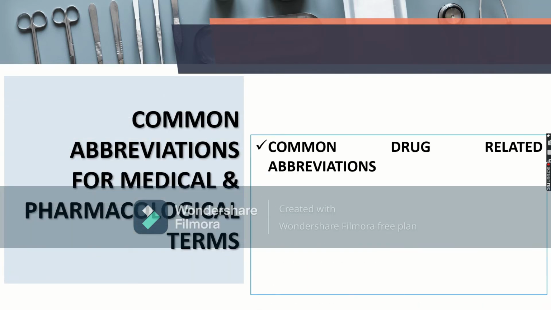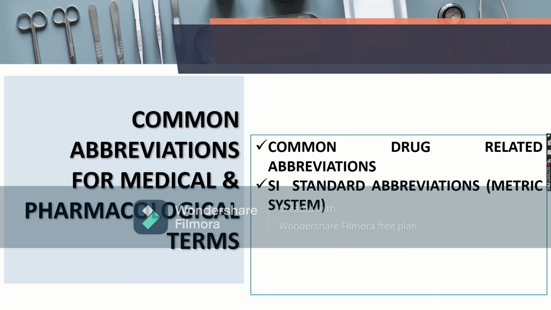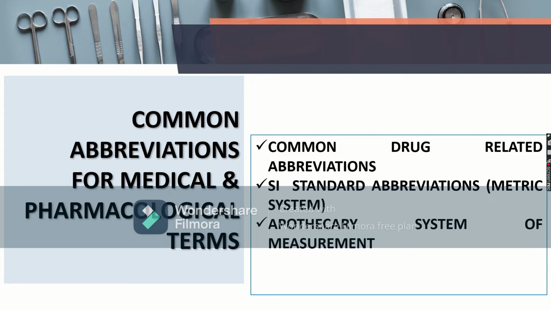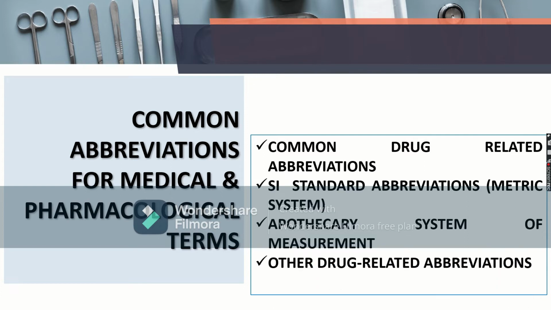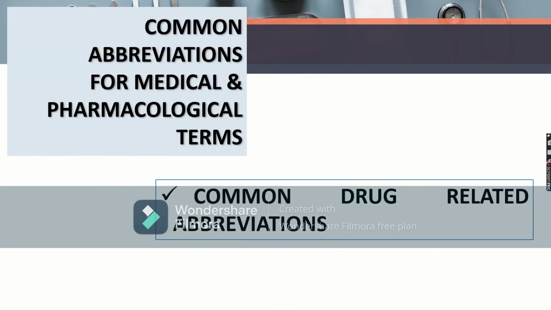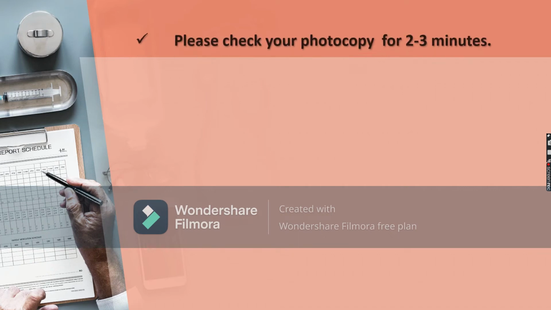And now, be ready to learn the following. First is common drug-related abbreviations. Second, the SI standard abbreviations or the metric system. Third, apothecary system. And the fourth one is other drug-related abbreviations. Let's go ahead and learn the common drug-related abbreviations.